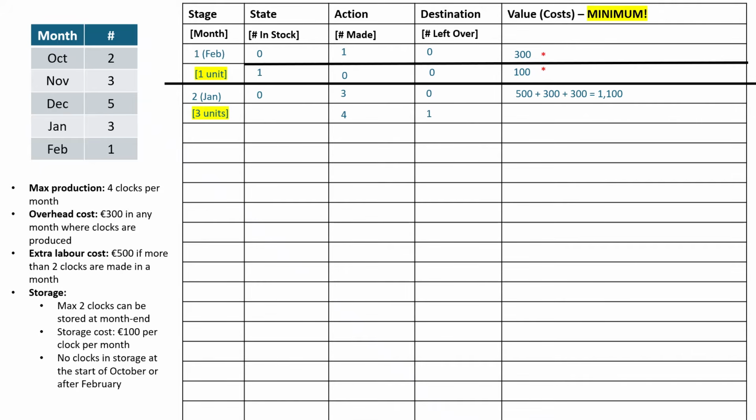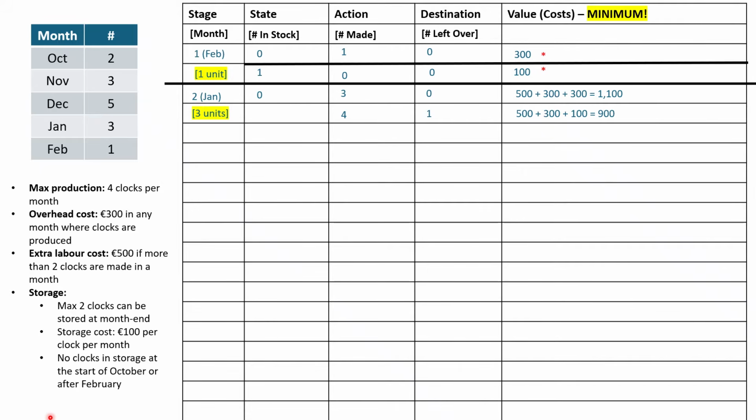So if we made 4, we'd have 1 left over, which is still valid. In terms of costing, we will still need the extra labor. We would still need our overhead costs. But instead of linking back that 300, we're going to have 1 left over, which would link us back to this line here, which will be an extra 100. So that's going to look like 500 plus 300 plus 100.